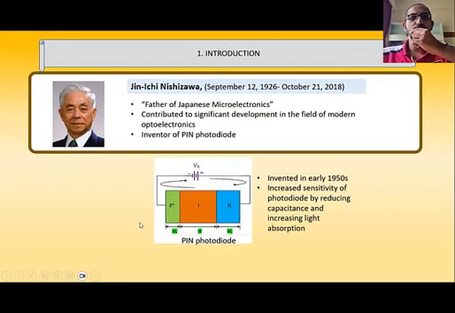The PIN photodiode was invented by Jun-ichi Nishizawa in the early 1950s. He was a Japanese engineer and an inventor who is known for his electronic inventions that contributed to the development of internet technology. The first applicable PIN photodiode was invented by inserting an intrinsic semiconductor, denoted by I, in between heavily doped P and N regions. This configuration was used to improve the sensitivity of the photodiode by reducing capacitance and increasing the absorption of light.